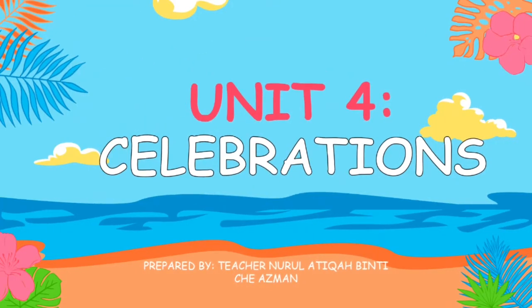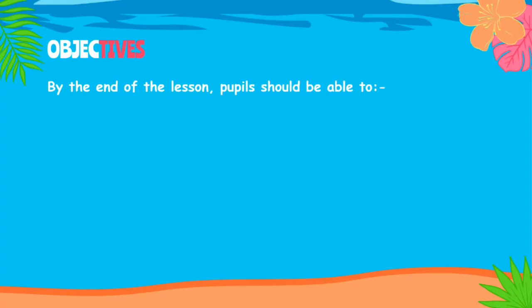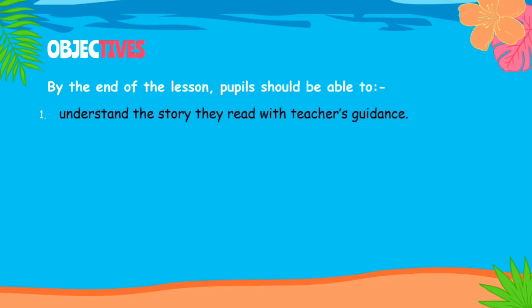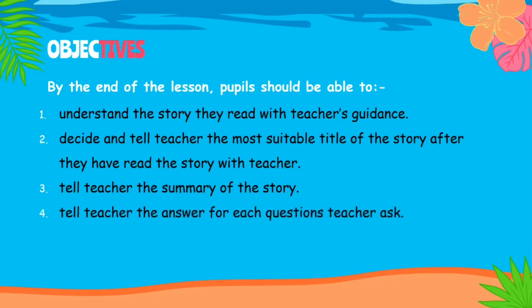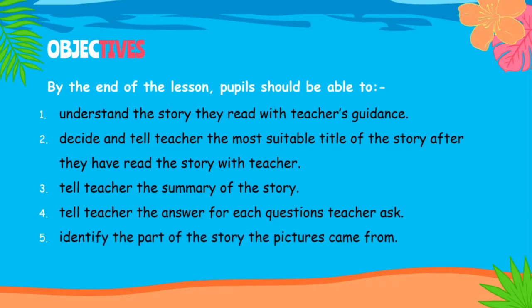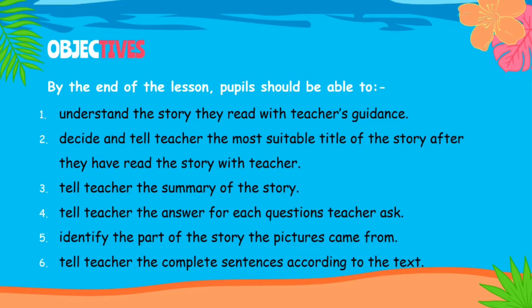Assalamualaikum, everyone. So, this is Teacher Atiqah here. As you guys know, we are going to continue on Unit 4 celebration. But before that, let's take a look at the objective for today's lesson. By the end of the lesson, you guys should be able to, number one, understand the story you read with teacher's guidance. Number two, decide and tell teacher the most suitable title of the story after they have read the story with teacher. Number three, tell teacher the summary of the story. Number four, tell teacher the answer for each question teacher asks. Number five, identify the part of the story the pictures came from. And the last one, tell teacher the complete sentence according to this text.